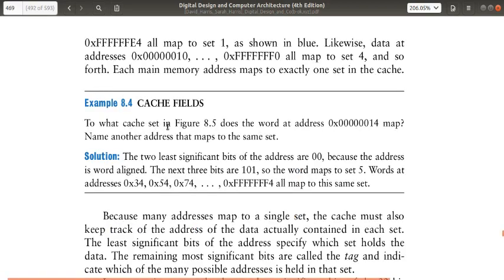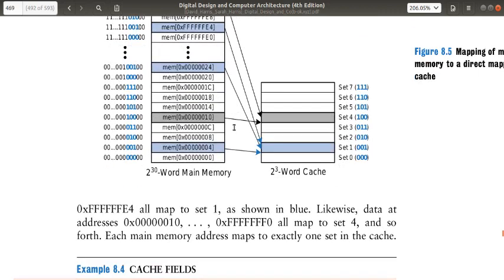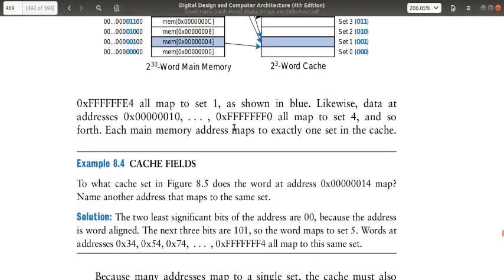Okay, let's see an example. This is figure 8.5. To what cache set in figure 8.5 does the word at address 0x14 map? Name another address that maps to the same set.